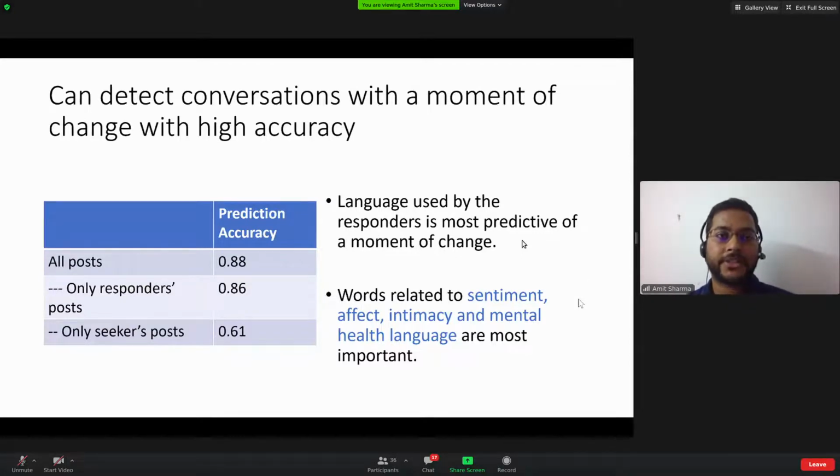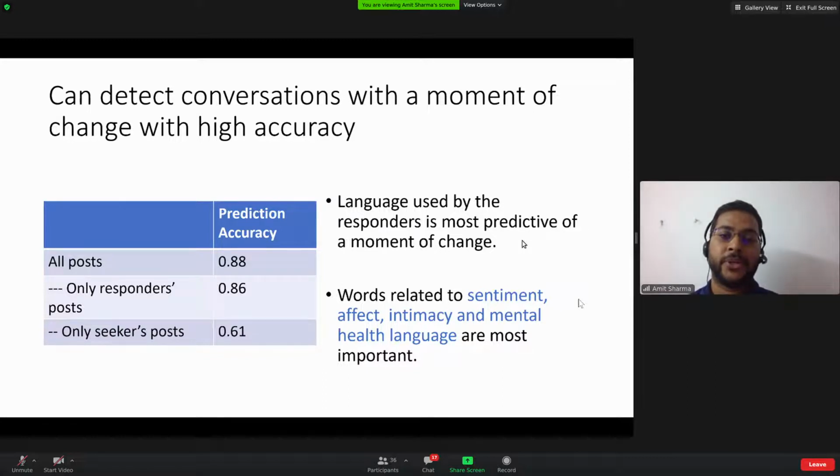We found some impressive results. You can detect conversations with moments of change with high accuracy. For example, the language used by responders is most predictive of a moment of change. This was slightly counterintuitive, right? If you think about detecting a positive change in a seeker's sentiment, it turns out that it's not important to look at what the seeker is saying, but it's important to look at what the responder is saying. And post hoc, that kind of made sense, right? Because the change has to be brought about only by what the responder can say. And so that's what we find in our machine learning model as well.